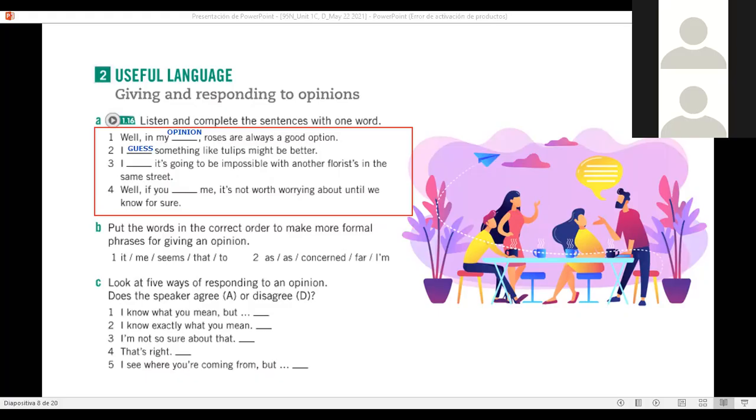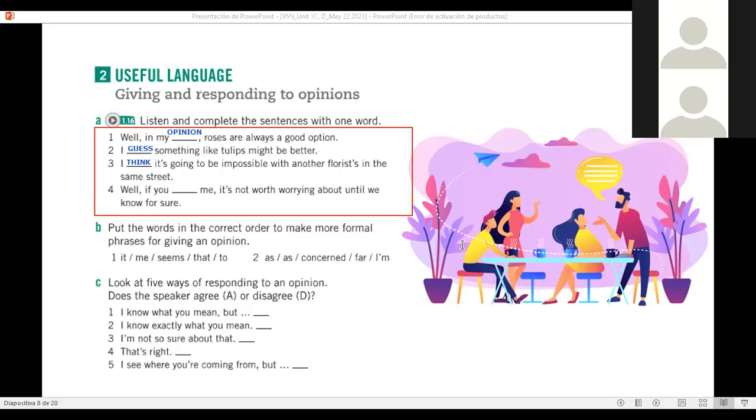I think. I think. Exactly. I think it's going to be almost impossible. Yes. Let's listen to the last one. Please pay attention and help me with the answer.